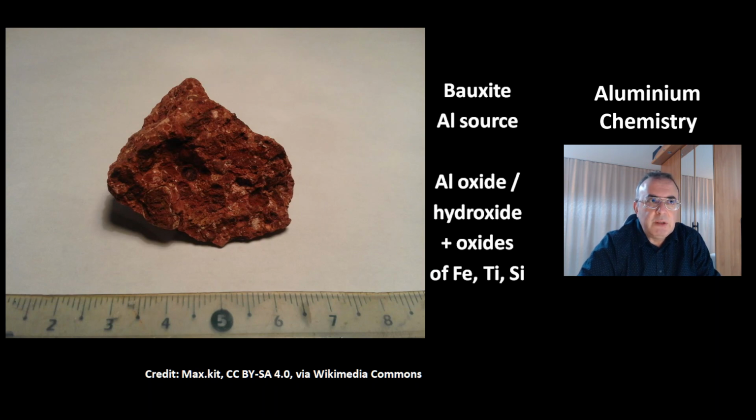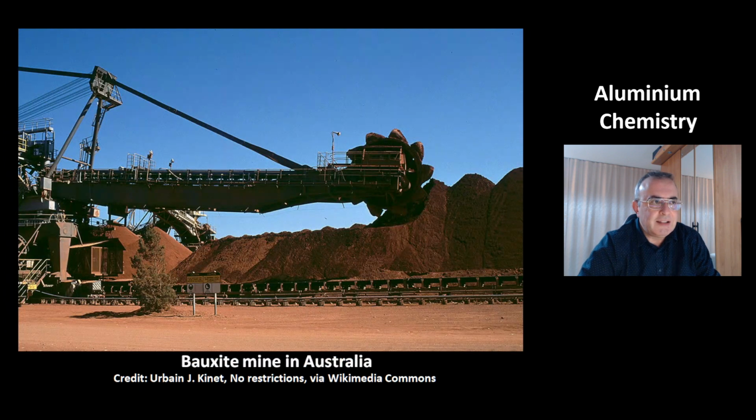This is the main aluminium source in Earth's crust. That's bauxite. It's an aluminium oxide with hydroxide, but it contains also oxides of other chemical elements like iron, titanium, and silicon. This is a picture of a bauxite mine in Australia.